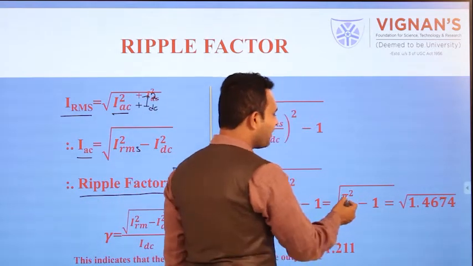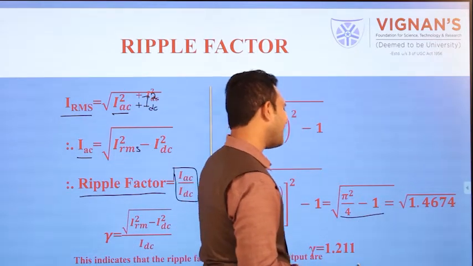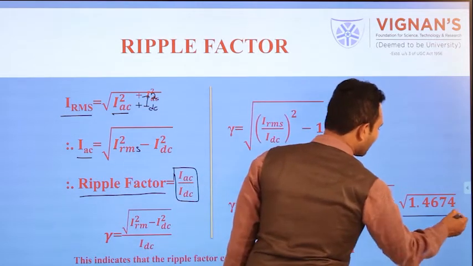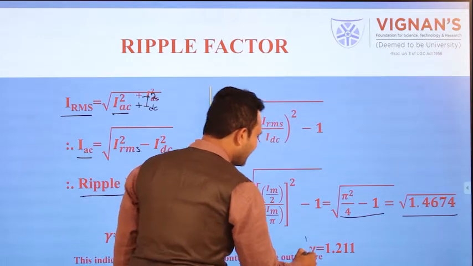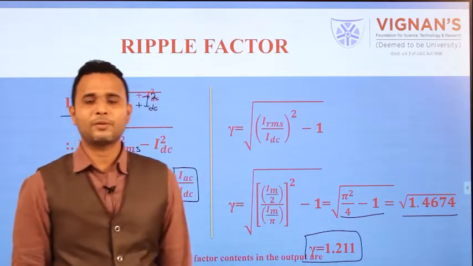Finally we are getting square root of pi square by 4 minus 1, so finally we are getting the square root of 1.4674. So theoretically the ripple factor value is 1.214.